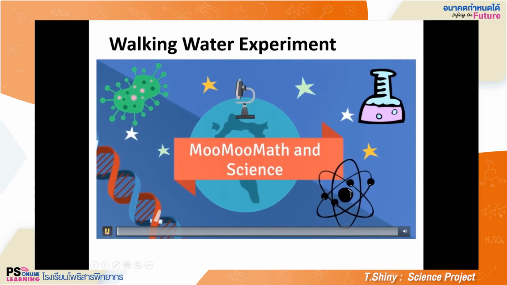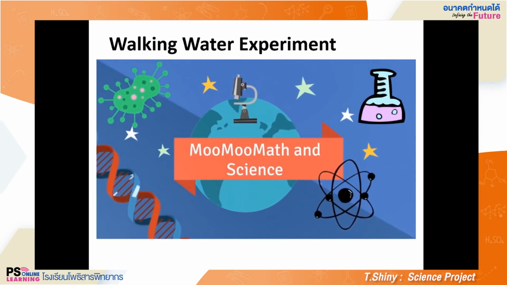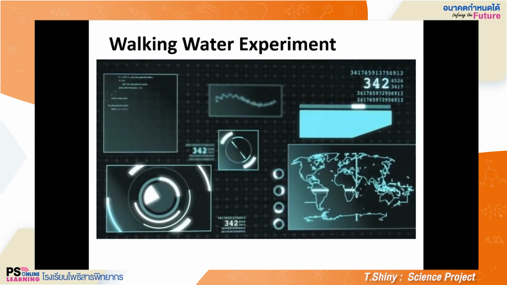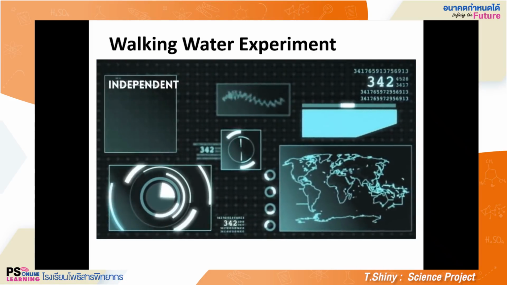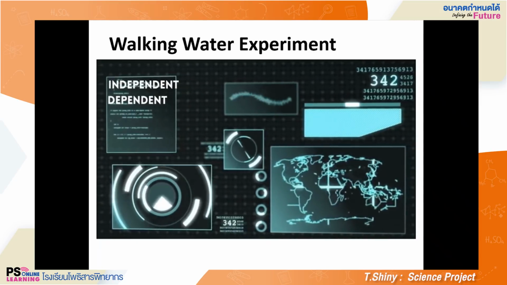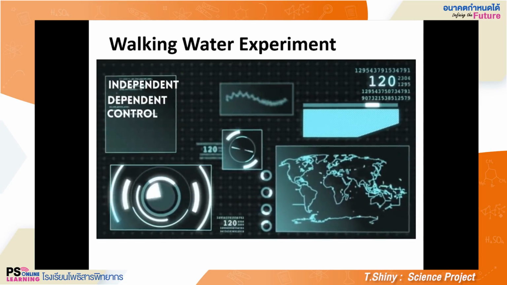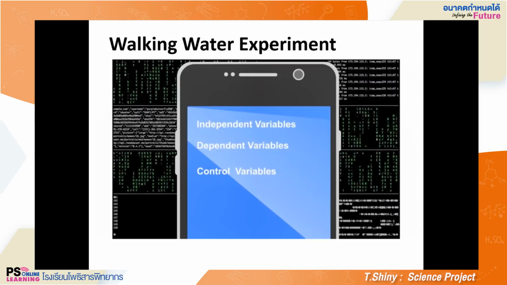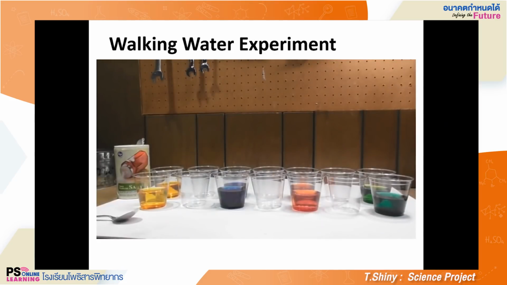Welcome to Moo Moo Math in Science. In this video, we will use the experiment walking water in order to learn about variables found in an experiment. In most experiments, you will find at least three variables: the independent variable, the dependent variable, and the control or constant variables. Let's take a look at walking water and see if we can't learn about these three types of variables. This is walking water, and what I thought I would do is it's a good way to learn the variables of an experiment, and we'll learn about independent, dependent, and constant variables. Sometimes they're called control variables.